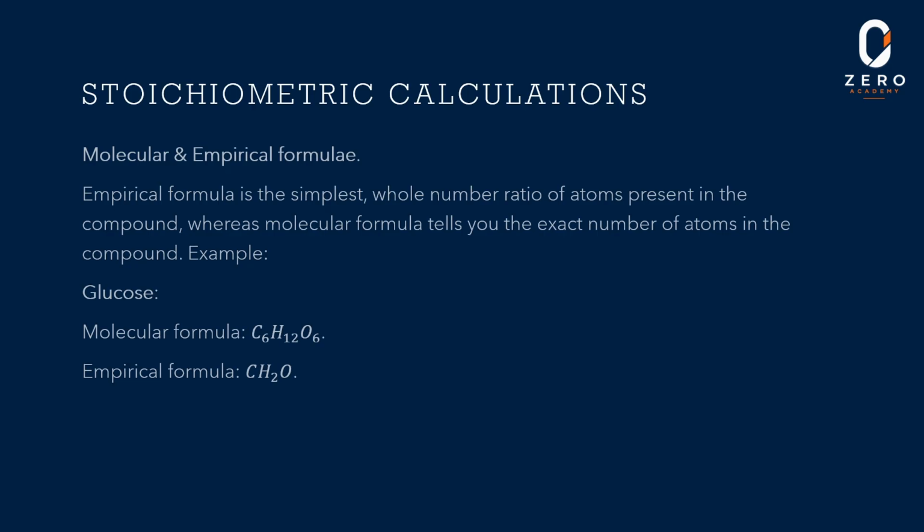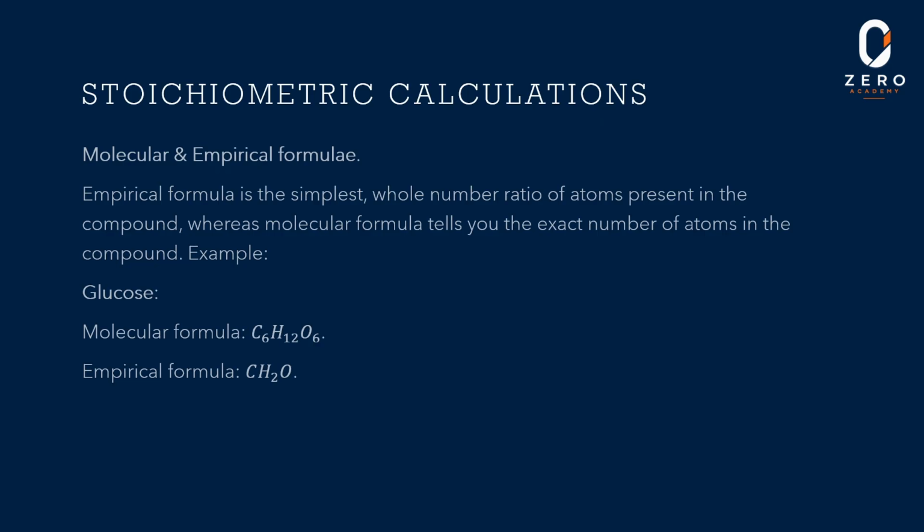Note that the empirical formula doesn't tell us how many carbon atoms, hydrogen atoms, or oxygen atoms are there in that compound. It just gives us a ratio of one to another. But the molecular formula gives us the exact number of atoms, not simplified, not reduced into a ratio.